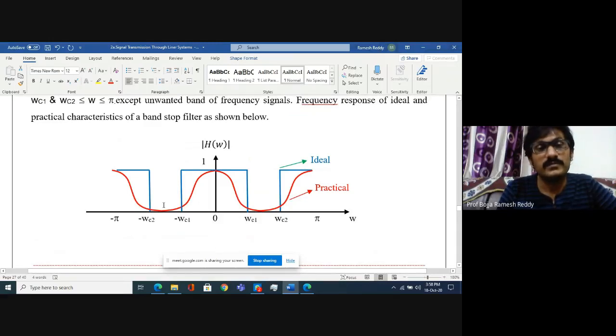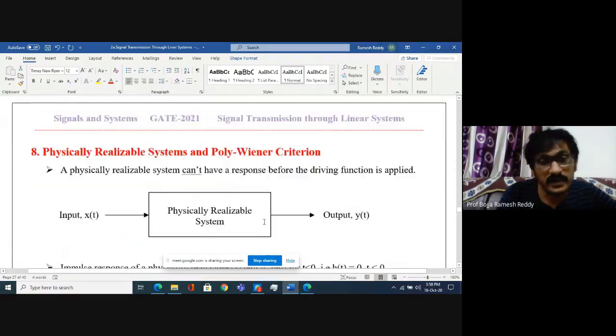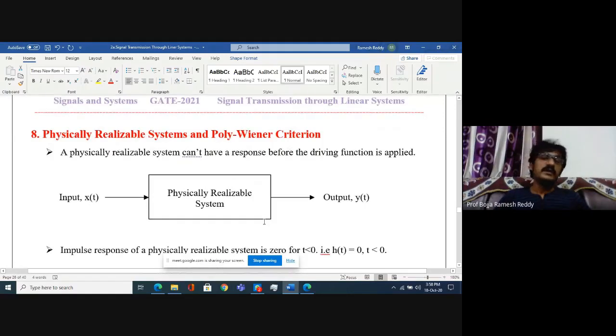Band stop means it allows all frequencies in the range from minus pi to plus pi, and attenuates only the unwanted thing. The unwanted thing may be eliminated. This is the unwanted thing between omega c1 and omega c2. That's why it is a band reject or band elimination filter. These are the filter characteristics of a linear system.